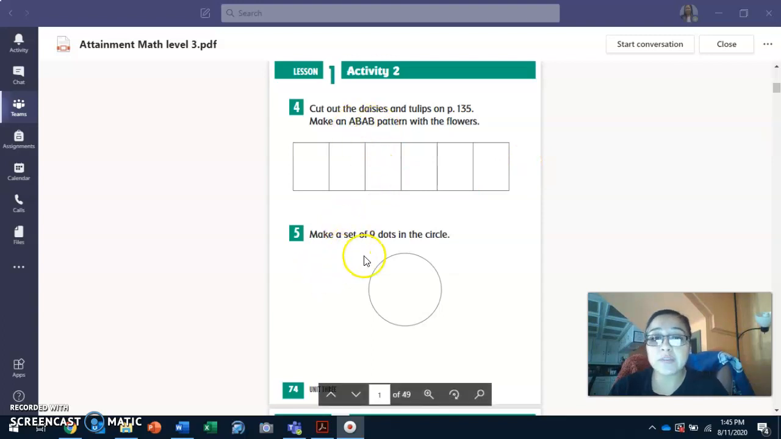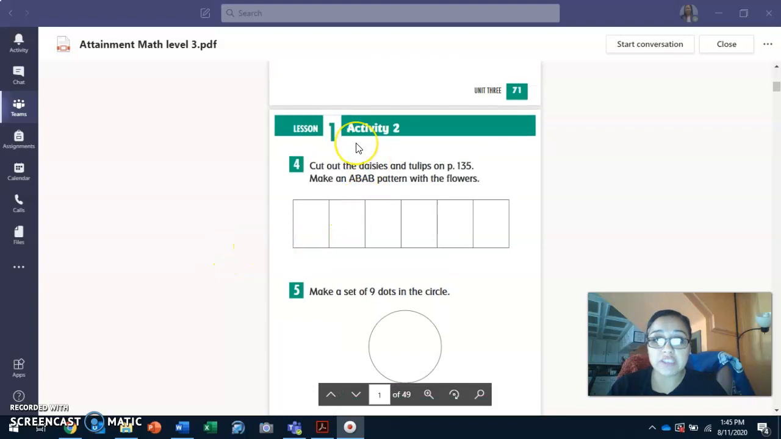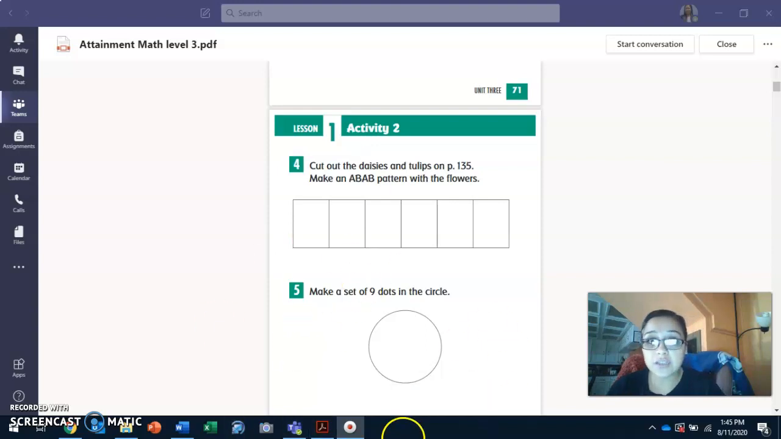Then you are going to make a set of 9 dots in the circle. So how many dots are you going to put in here? 9. When you are putting the dots, make sure you are counting. Once you are done with these 2 worksheets, parents, please take a picture and submit it to the teacher for a grade. Or if you want and you are able to, you can upload it to Microsoft Teams.